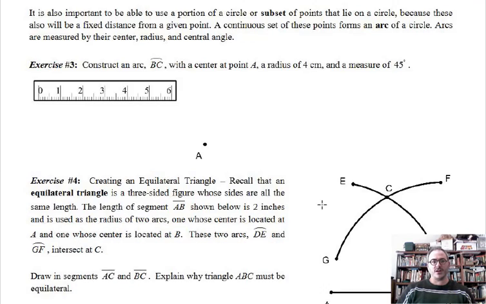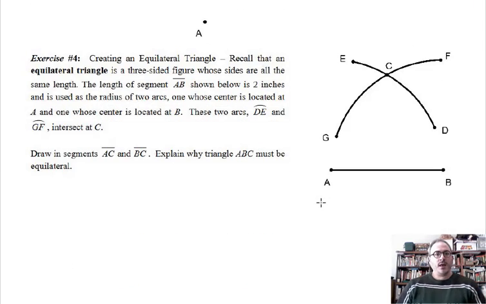And there we go. All right. Exercise 4. Sorry, I should have paused before coughing in your ear. Creating an equilateral triangle. We've already done this, right? You've already done this, so this should feel pretty good.